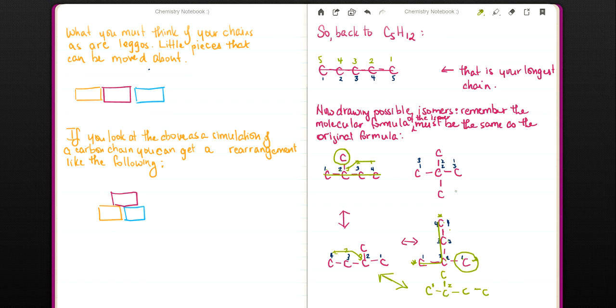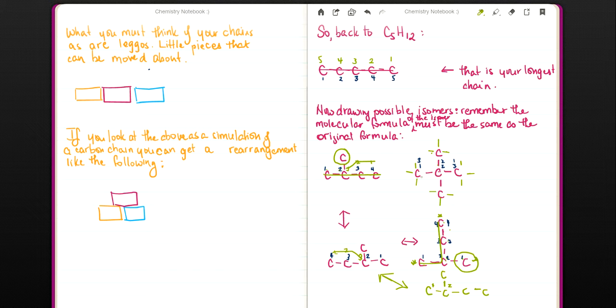Then you fill in your hydrogens accordingly. Make sure you count your hydrogens, 1, 2, 3, and you make sure you count your bonds. So 3 hydrogens and this extra bond gives it 4 bonds. This has 3 hydrogens and 4 bonds. 1, 2, 3 hydrogens and 4 bonds. And this is also a form of branching.